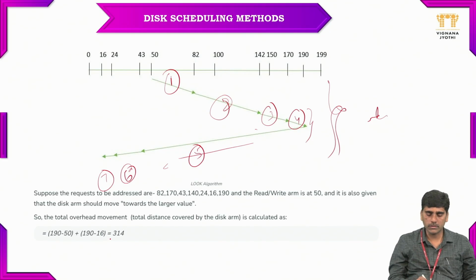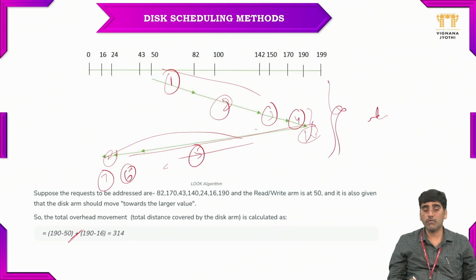So if you calculate all this, the total overhead movement equals 190 minus 50. So 190 minus 50 is nothing but what? This is the overhead movement. And similarly 190 to 16. Total equals 314 is the overhead movement.